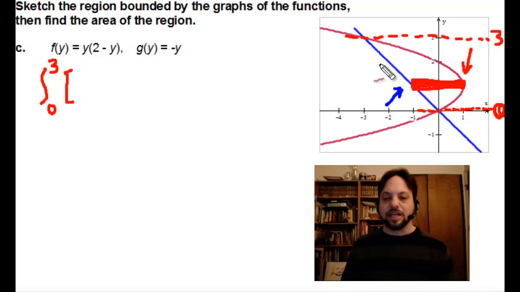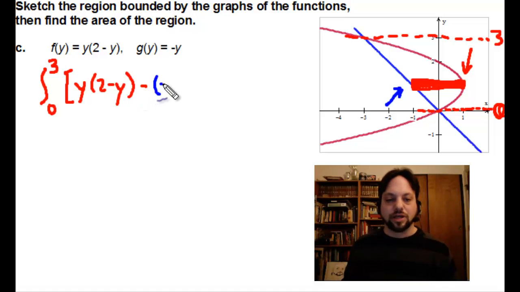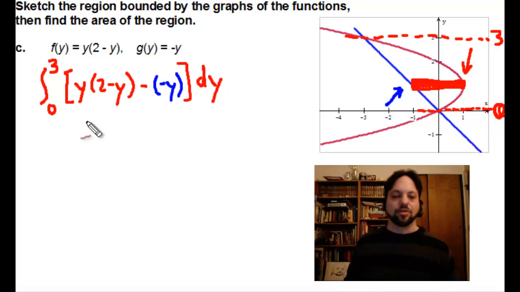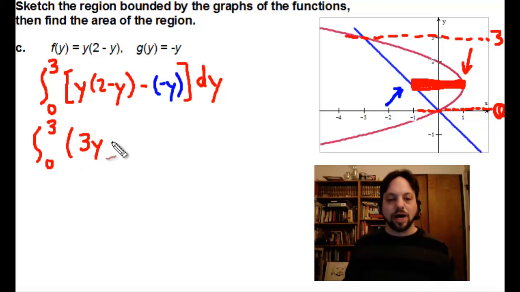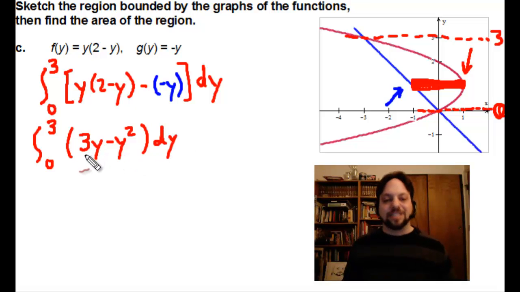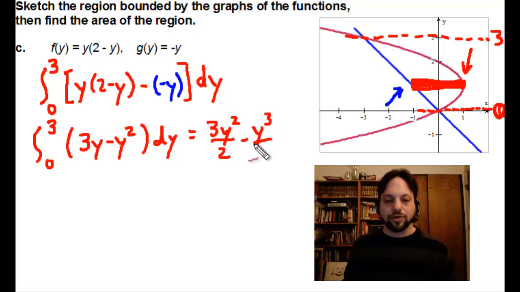What we are going to have is the quadratic function being first, since it is the greater function. That is the y quantity 2 minus y. And then we'll just subtract the blue function, which is the lesser of the two functions. This time, instead of being dx, it'll be dy. So if we go ahead and simplify this integral down just a little bit, what we'll actually end up with is going to be 3y minus y squared dy. And again, this is not a very difficult integral to deal with. This will simply be, let's see here, 3y squared over 2 minus y cubed over 3.